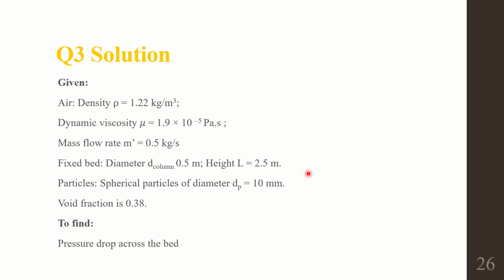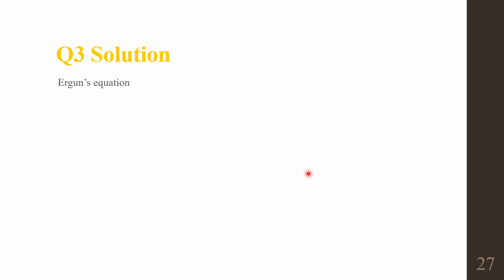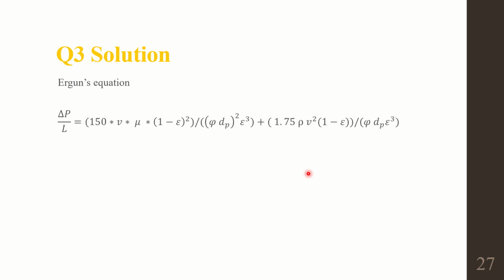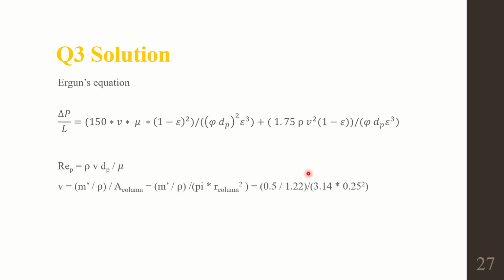And what do we need to find? We need to find the pressure drop across the bed, and we are using Ergun's equation. Ergun's equation is used to calculate the pressure drop inside the packed bed. Delta P by L is equal to 150 V mu (1 minus epsilon) square by phi dP square epsilon cube, plus 1.75 rho V square (1 minus epsilon) by phi dP epsilon cube. The Reynolds number is the particle Reynolds number, which is rho V dP by mu.